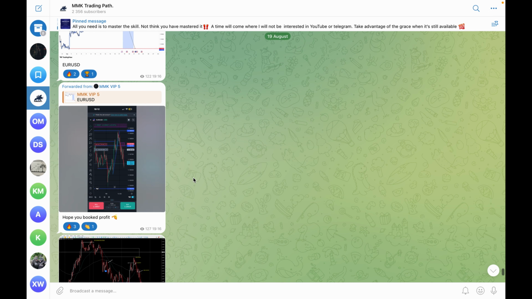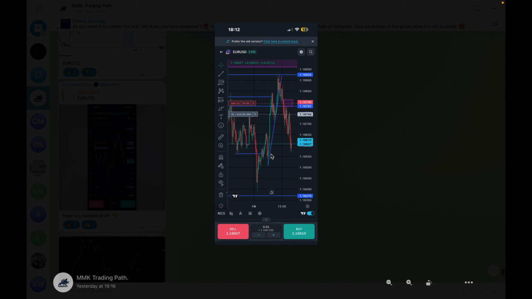Yes, we also looked at other pairs. So this was basically the Euro USD setup. As you can see, I did get in because the risk was very much reasonable. I went in with 10 lots and I managed to close this at $1,800 because my daily target was reached.